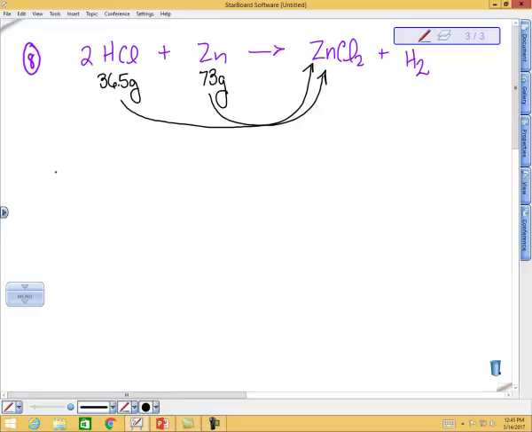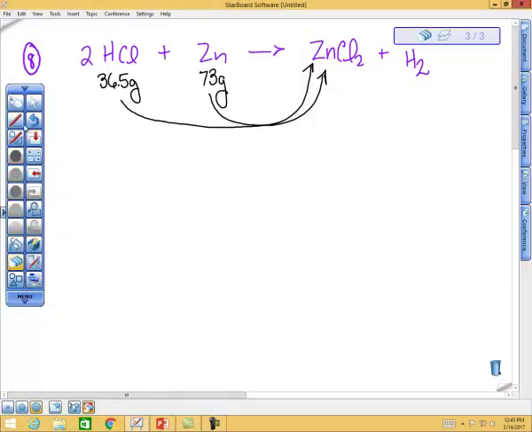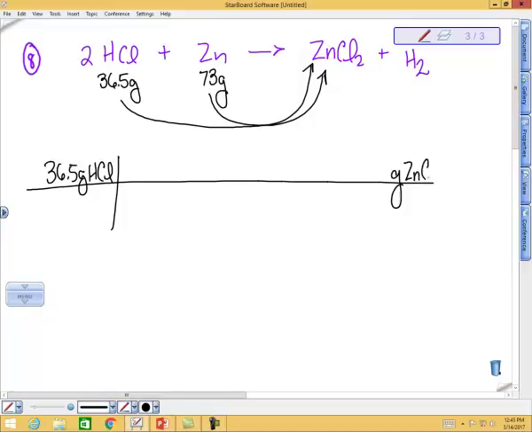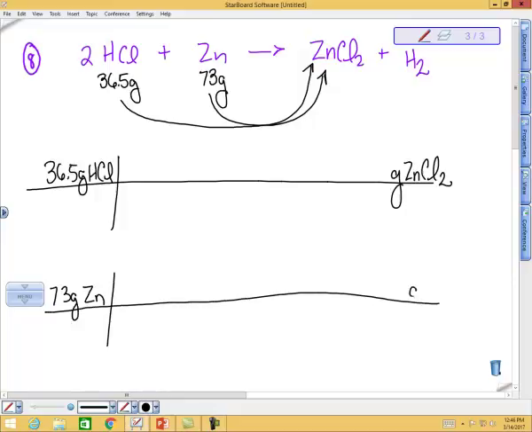Alright, so we're going to start a problem in which we are starting with the 36.5 grams of your HCl, and we're going to take this one all the way out. It's a traditional stoichiometry problem that should end with grams of zinc chloride. Then we'll start another problem starting with the 73 grams of zinc, and we're going to take this all the way out and end on grams of zinc chloride. Now remember, you're going to get two answers. Which one's correct? Which one's the maximum you can make?